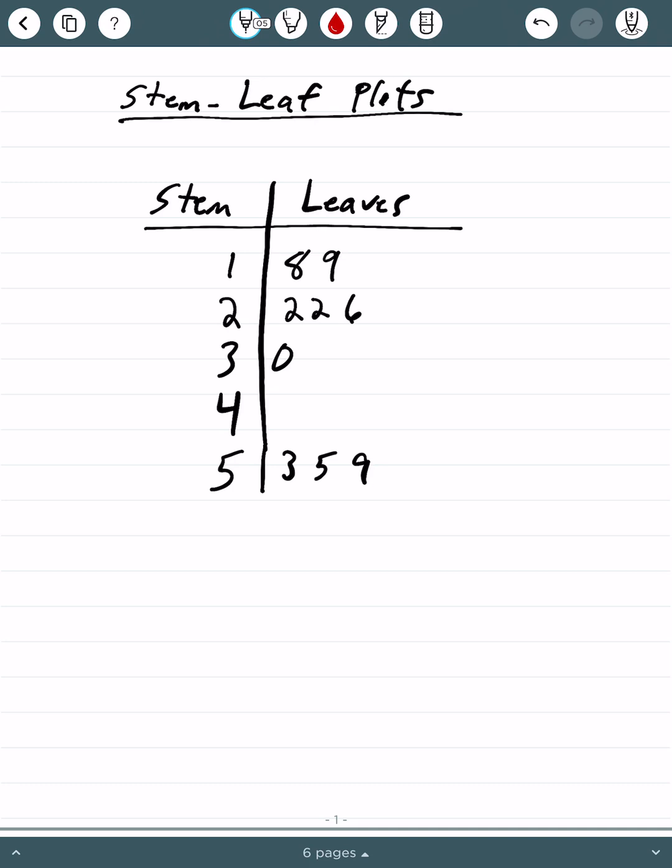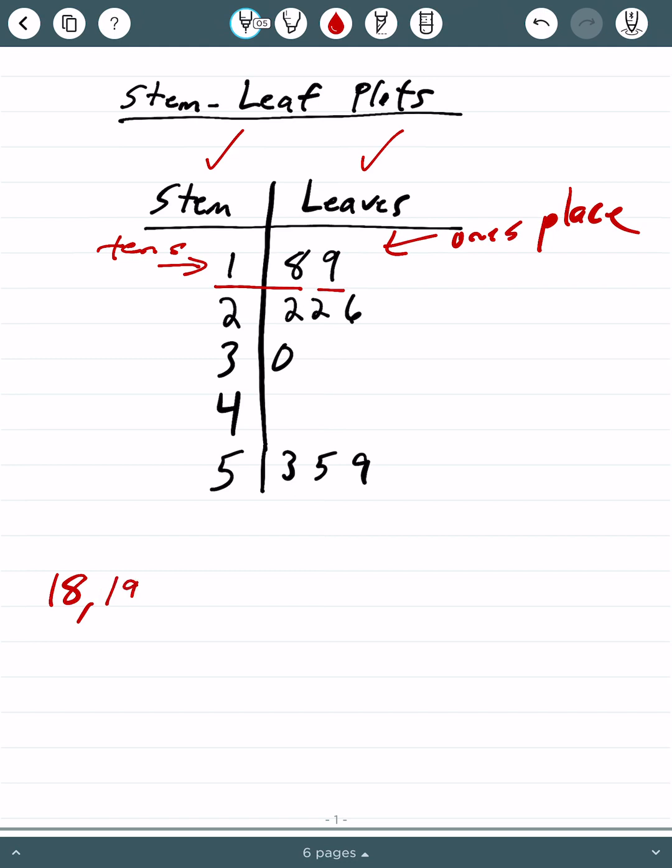When you see this, you obviously got a stem here, and then here are your leaves. Now, if you just understand what this means, this is actually pretty easy, okay? Here's what this means. This is basically the tens place. And these, in this case anyway, are the ones place. So, here's your numbers. This right here means 18. Now, all I'm going to do is write these numbers down. And then I've got a 9 here, so that's 19.